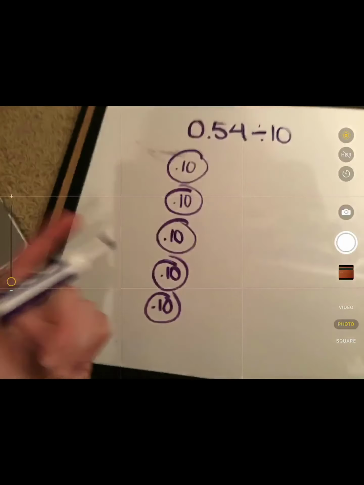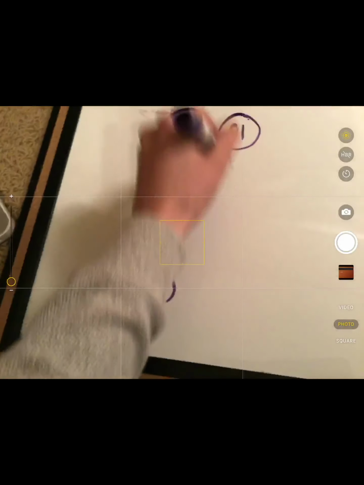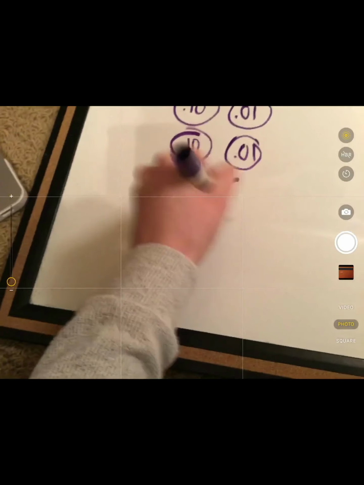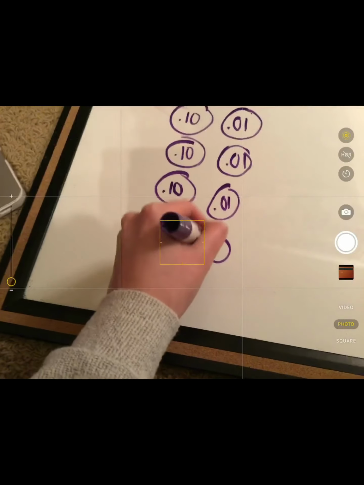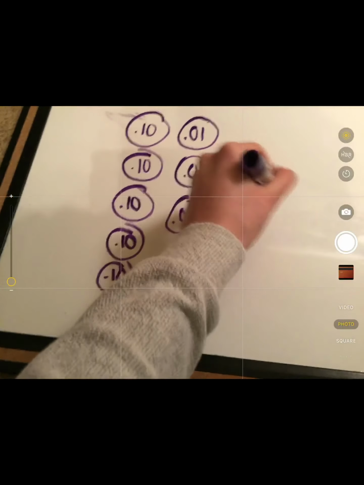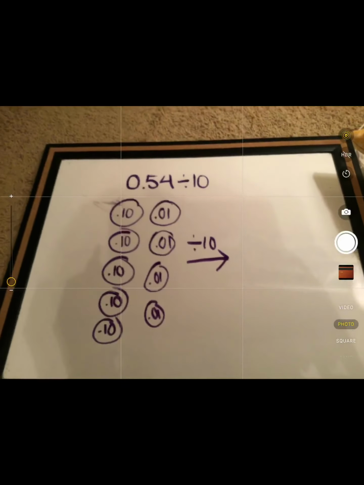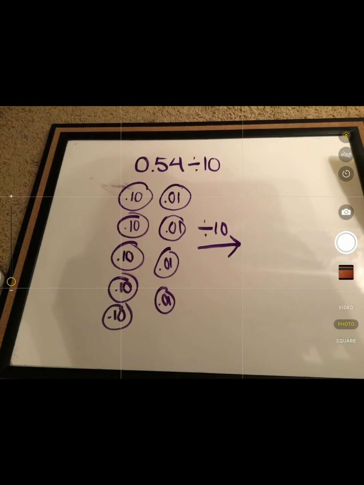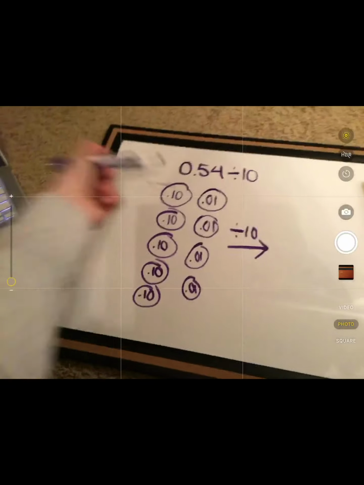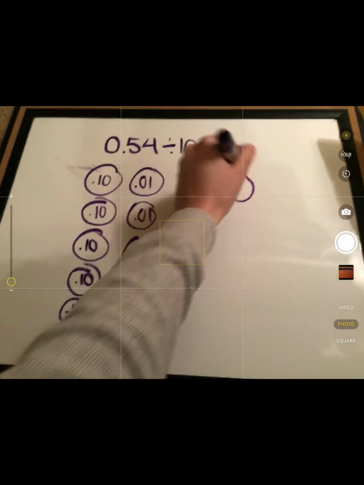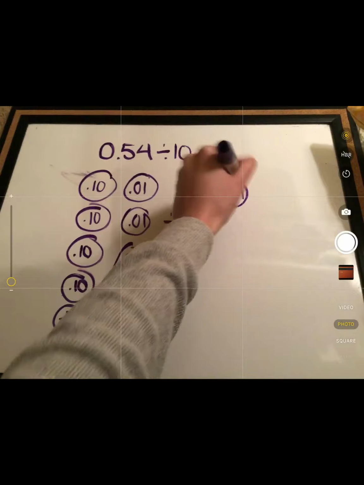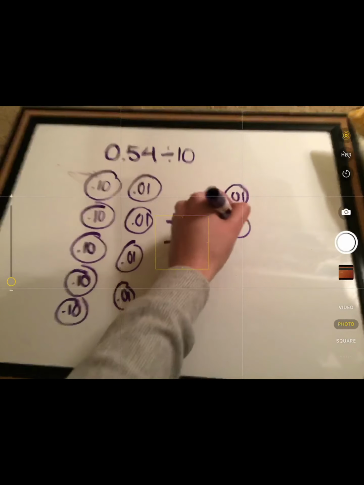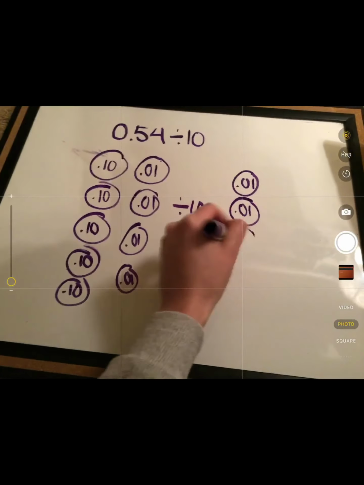You don't have to have that 0 there. Yeah. And then I have 4 hundredths, dividing those by 10. So we talked about how our decimal will need to shift. So a tenth divided by 10 gives me a hundredth. So I'll do that 5 times.